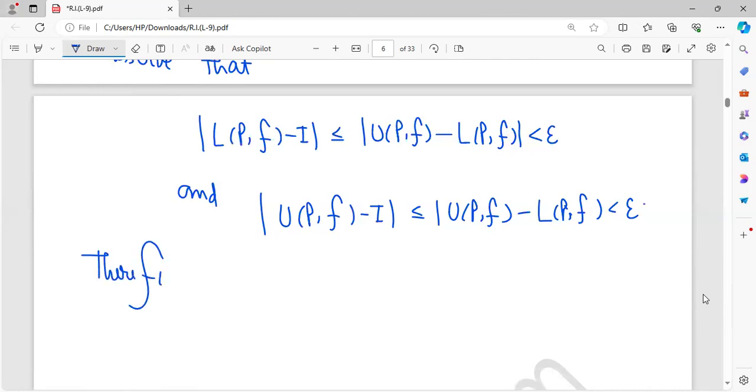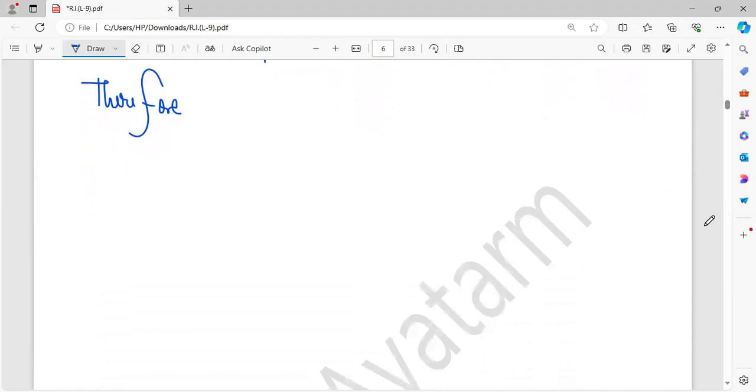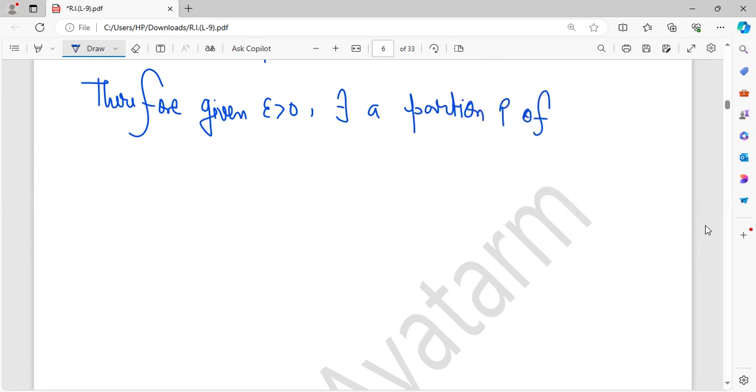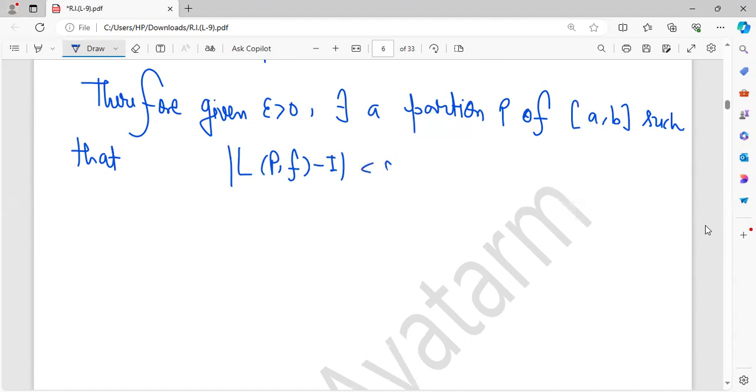Therefore, given epsilon greater than 0, there exists a partition P of the closed interval [a, b] such that I minus L(P,f) is less than epsilon and U(P,f) minus I is less than epsilon.